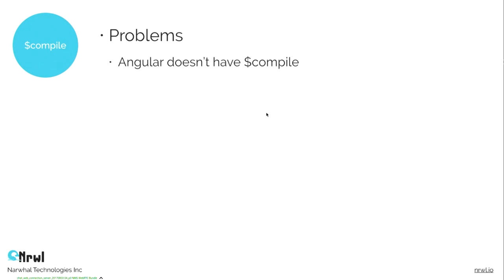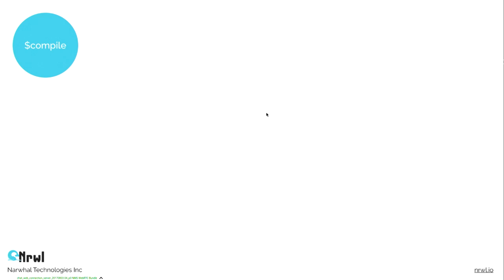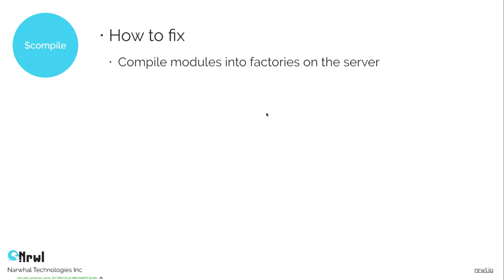The main one being that Angular doesn't have $compile. And that's because Angular likes statically analyzable components and modules. Basically, Angular likes to be able to know everything about your application without having to actually run your application. And so this gives us nice things like AOT and better linters, really good build tooling and better performance and that kind of thing. So things like $compile, where it's hard to know what's going to happen, what kind of component you're going to come up with, just aren't supported out of the box without some fanfare anyway. So how to get around it?